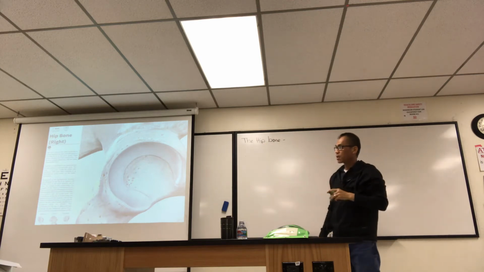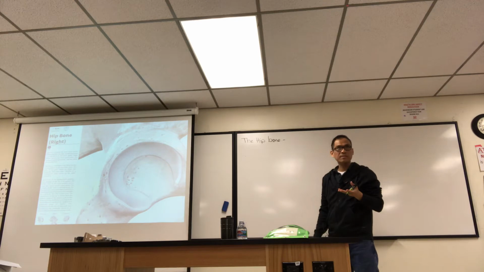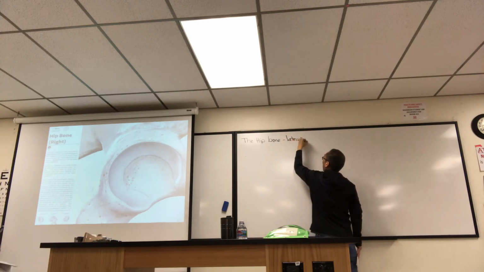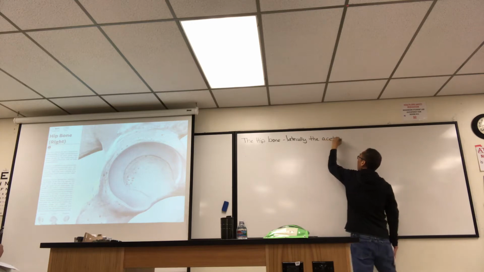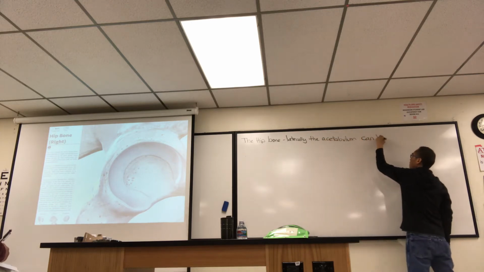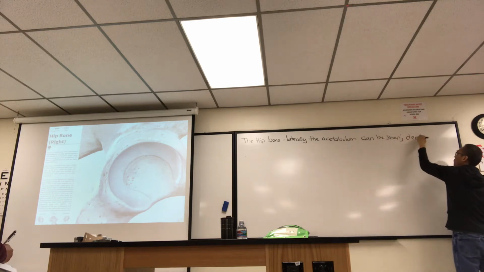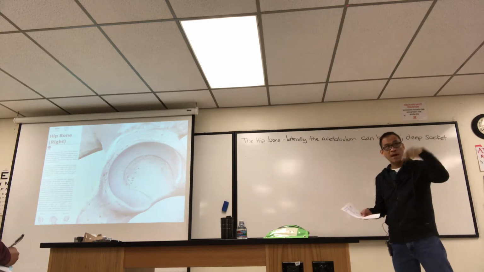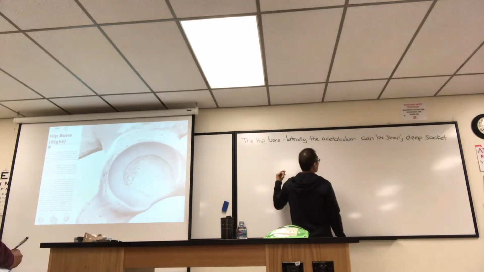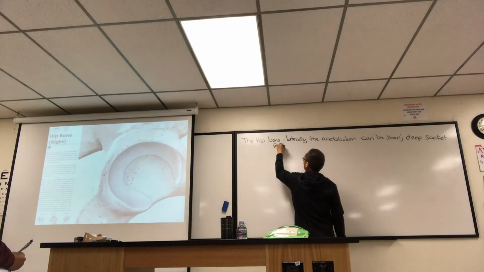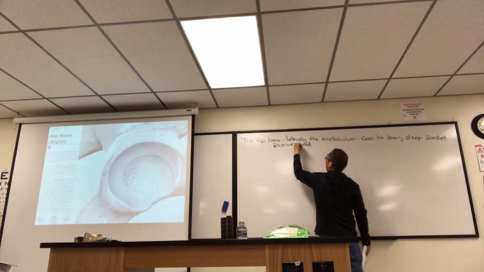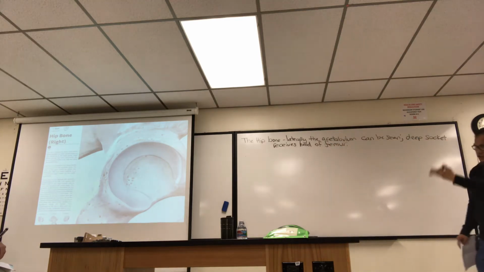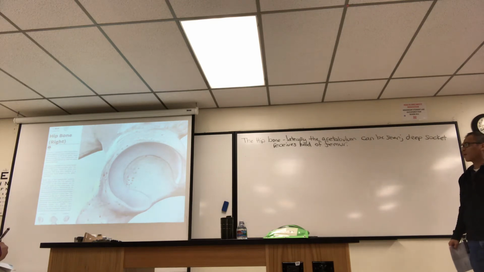Laterally, you see that deep socket. It's called the acetabulum, which is a word that means wine glass. The deep socket basically receives the head of the femur. That's the hip joint, the head of femur in that socket. You can imagine what the head of femur must look like to fit that shape. Basically a round ball, or most of a round ball, but we'll get to the femur.